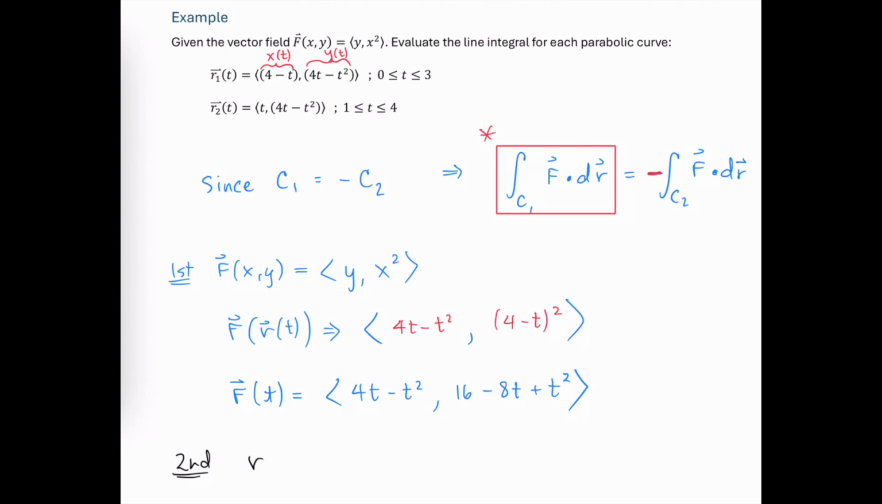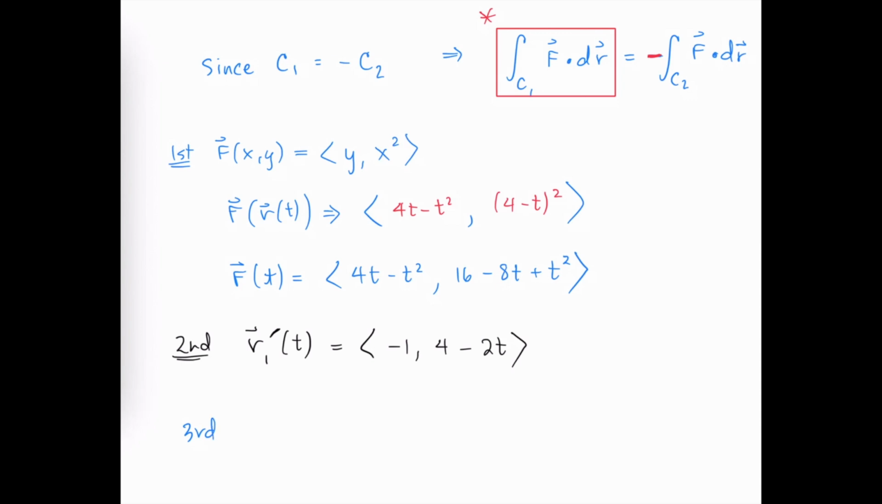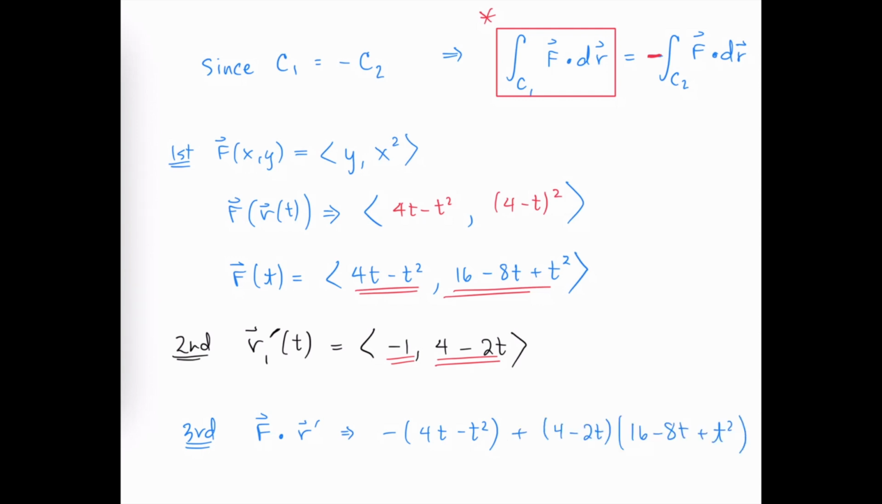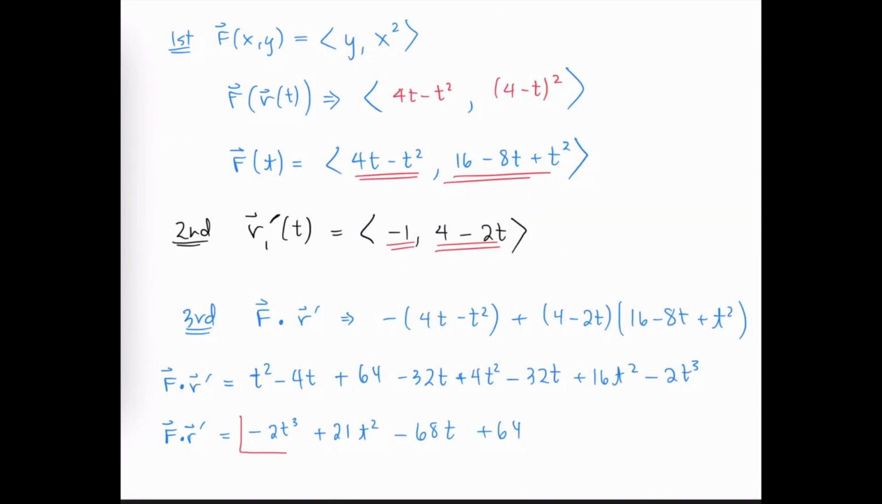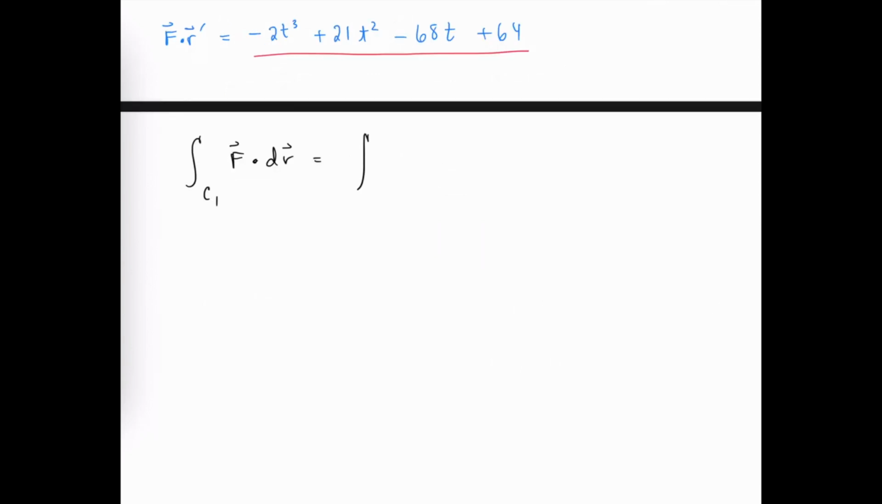Now our force vector field function depends only on t, and then the next thing that we need to do is find the r prime t vector function. Remember, we're working with the r1 vector function, so let's actually call that r1 prime t. And the derivative of this vector is going to be negative 1, and then 4 minus 2t. And the next thing that we need to do is to find the dot product of these two vectors. So we have 4t minus t squared times negative 1, which is negative 4t minus t squared. And then to that, we're going to add this entire trinomial times 4 minus 2t. And when we distribute and combine like terms, this is the integrand that we'll bring forward. And this line integral is going to be evaluated from 0 to 3 with respect to t.